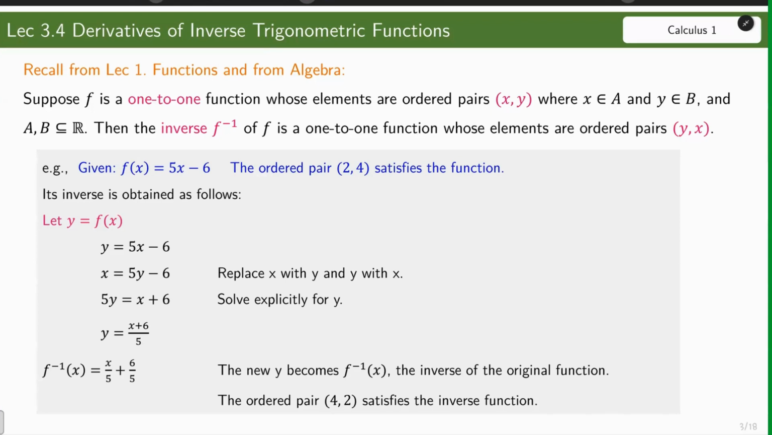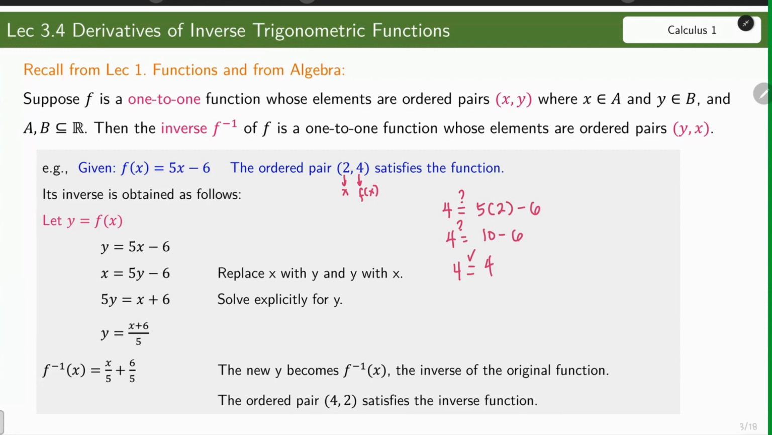How do we get the inverse of a function? Given f of x is equal to 5x minus 6, the ordered pair 2 comma 4 satisfies this function. When we say satisfies this function, this is the x, and this is the f of x. So let's see, 4, is it equal to 5 times 2 minus 6? So 4 is equal to 10 minus 6. Is it equal? Yes. So 2 comma 4 satisfies the function.